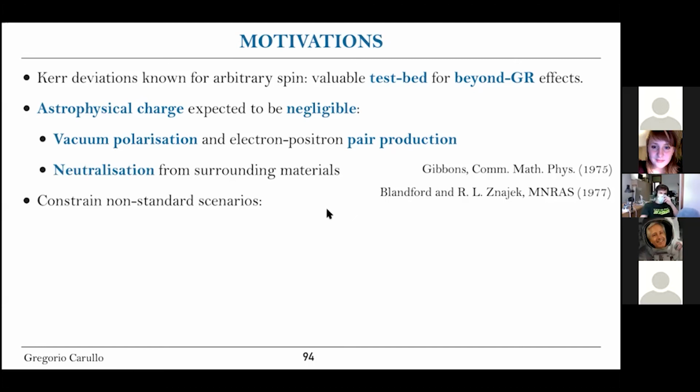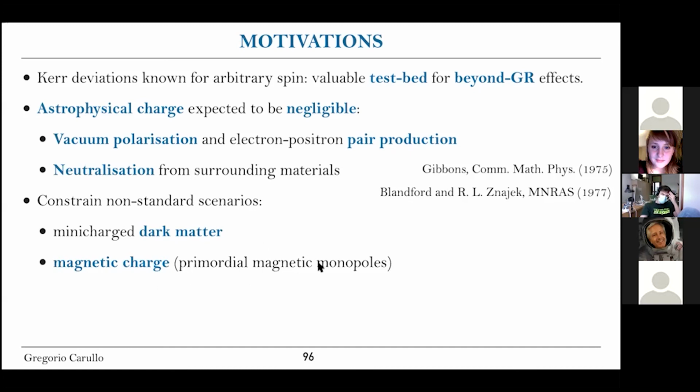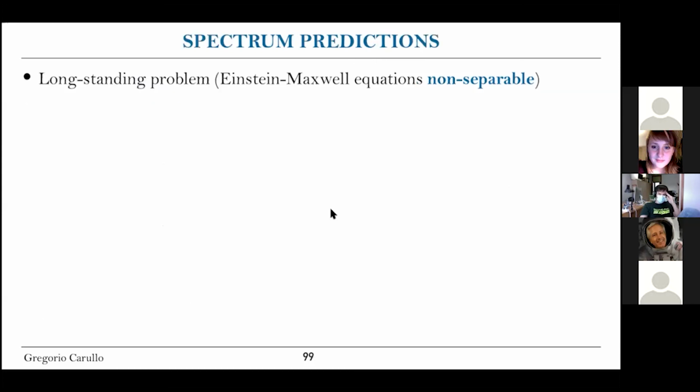But this is helpful to constrain some non-standard scenarios, which are mini-charge dark matter, which could give you this kind of signature, also magnetic monopoles, scalar-tensor-vector gravity, where gravity is mediated by a vector field, and a topologically induced charge. So all of these scenarios can be incorporated in the Kerr-Newman metric for what concerns these modifications. And so we can investigate all of this by investigating the Kerr-Newman metric with these observations.